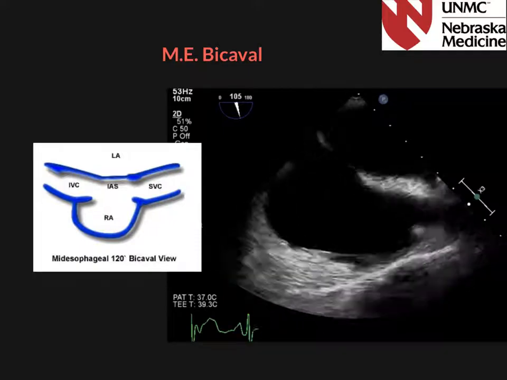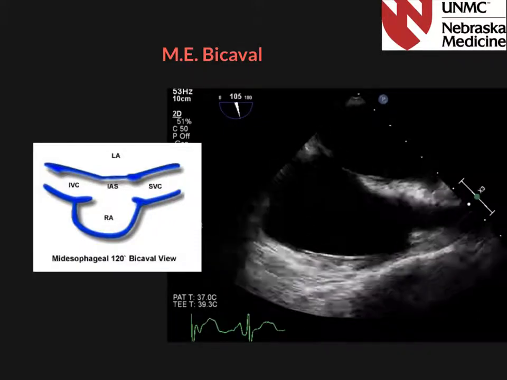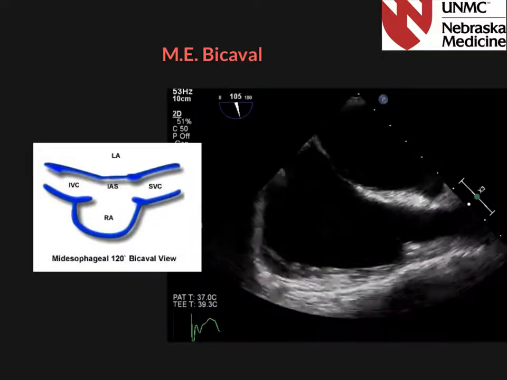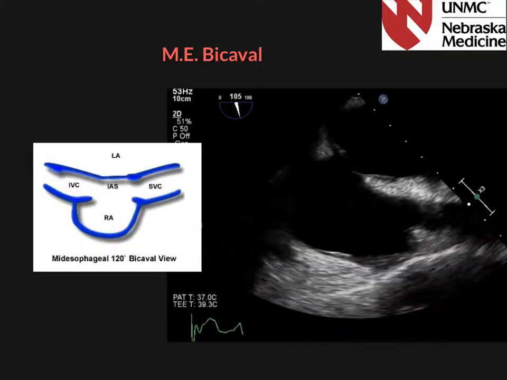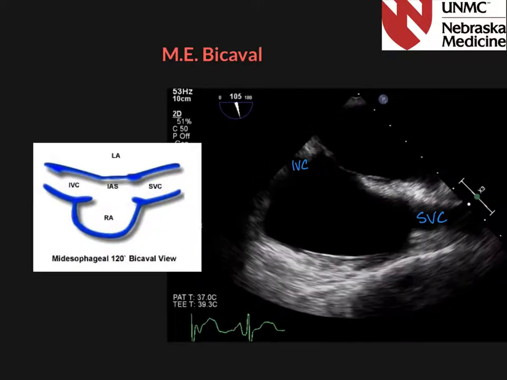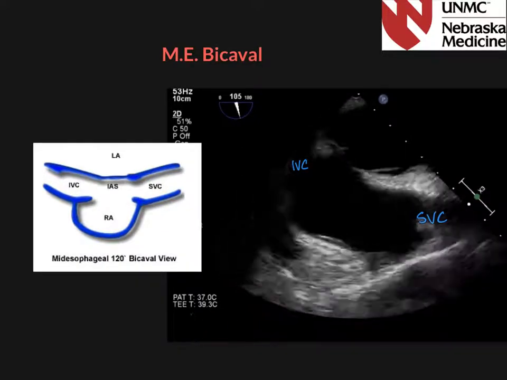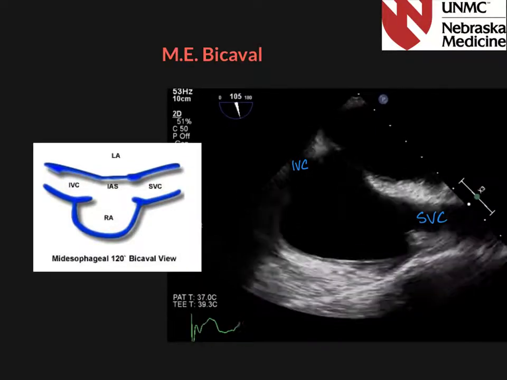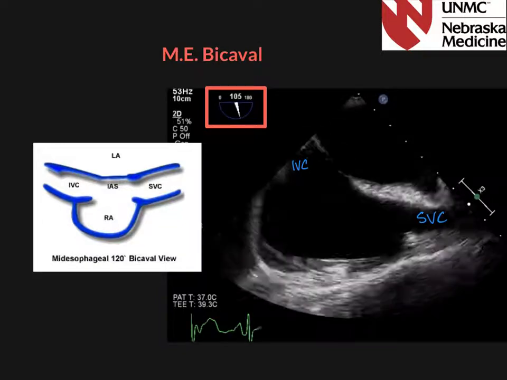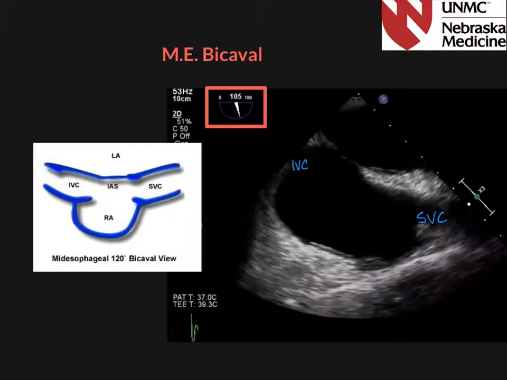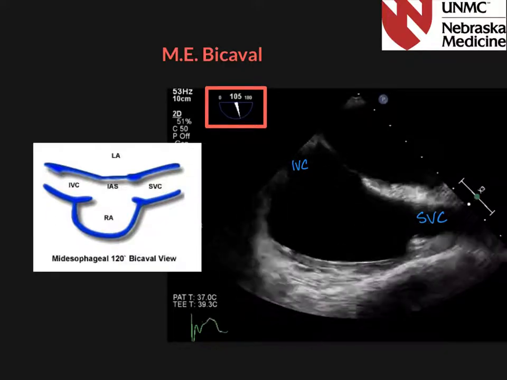From the mid-esophageal aortic valve long axis, we transition to the mid-esophageal bicaval view. Now this view, as the name implies, involves imaging of both the IVC and the SVC. It is traditionally found with a rightward turn of the probe and changing the omniplane to approximately 110 to 120 degrees.